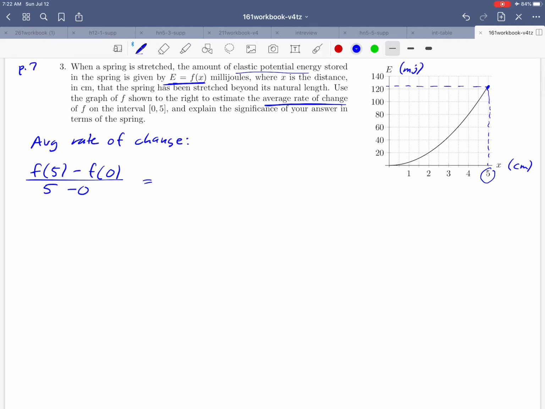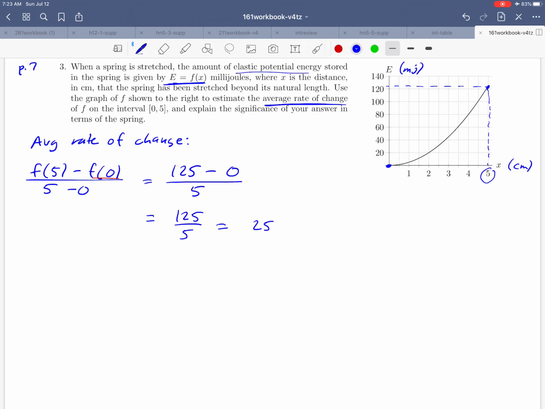And what do you think? What does it look to you like the E value is? If I had to guess, I'd say maybe in the neighborhood of 125 for f of 5. And then we come to f of 0. What would that be? Well, here's x equals 0, and we can see that our energy level is 0. Our output is 0 if we plug 0 in. And in the denominator, we just have 5 minus 0, which is 5. So put it all together, we're going to get 125 over 5. That's going to give us an answer of 25.